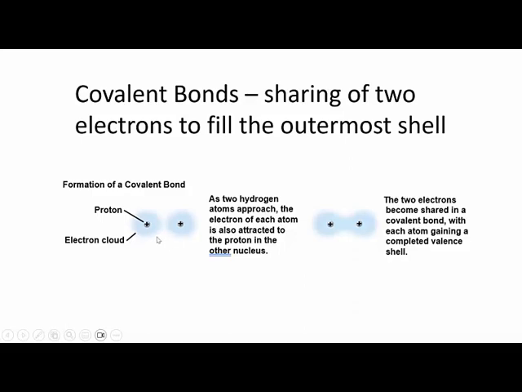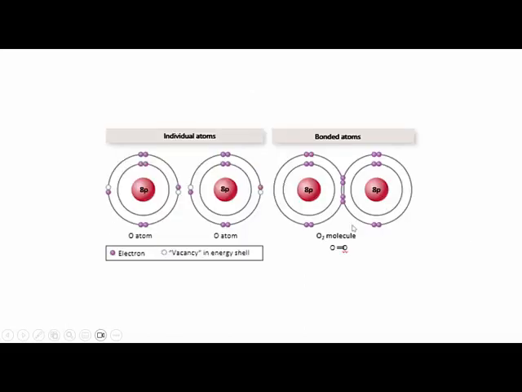As these 2 atoms approach each other, the 1 electron of each atom is also attracted to the proton in the nucleus of the other. So what will happen is the 2 electrons will become shared in a covalent bond, and now the outermost shell, which in this case is the very first shell, is filled with 2 electrons. Let me show you in a different kind of picture.